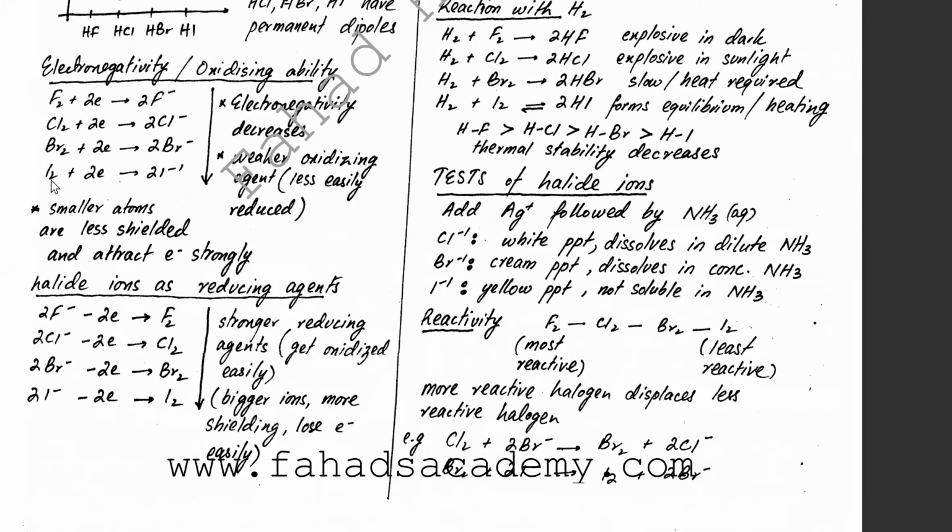Iodine is a big atom. It doesn't like to gain electrons because it already has 53 electrons. So its nucleus is already covered with electrons and it's very well shielded. So it's very hard for iodine to actually gain even more electrons. So iodine is a pretty bad oxidizing agent and fluorine is a very good oxidizing agent. So oxidizing ability decreases down the group for the halogens.